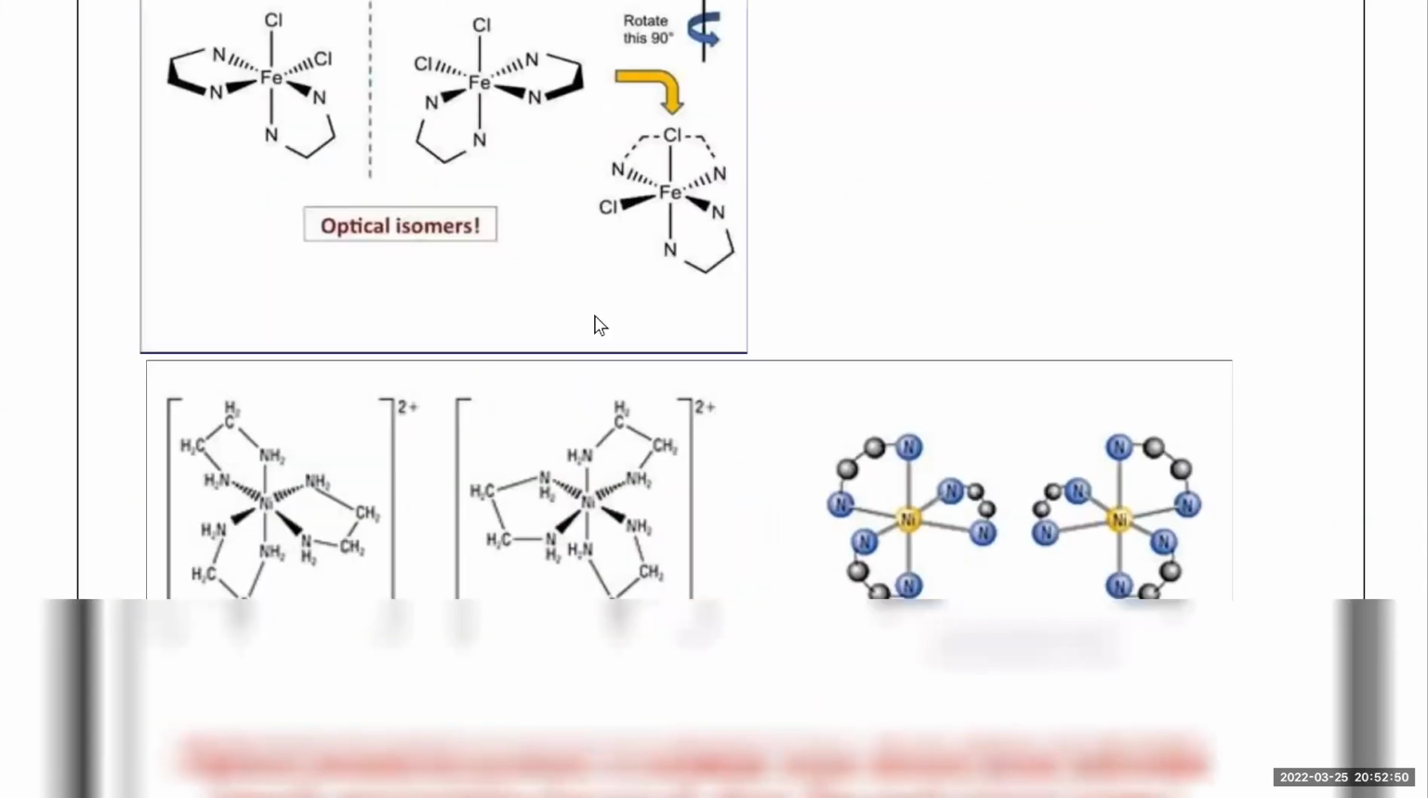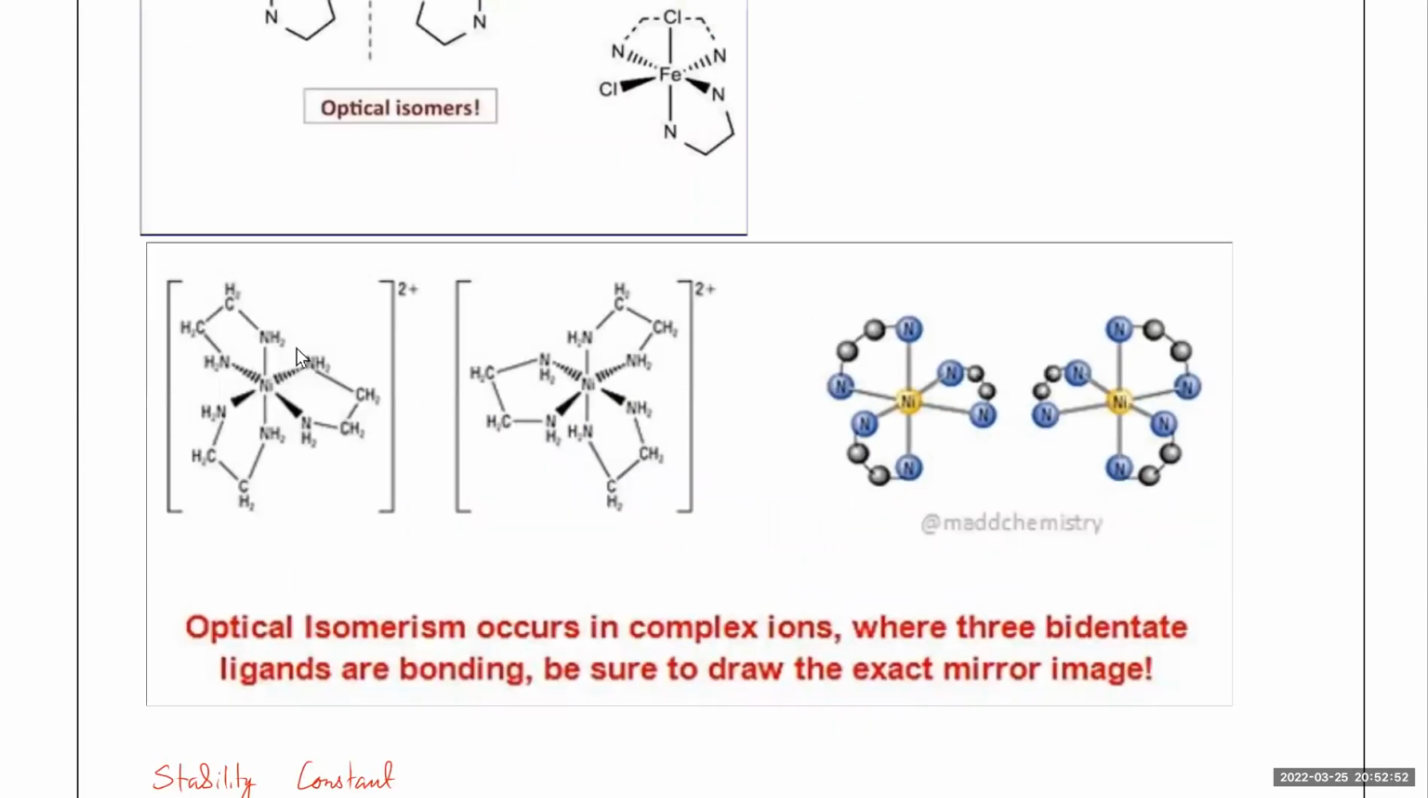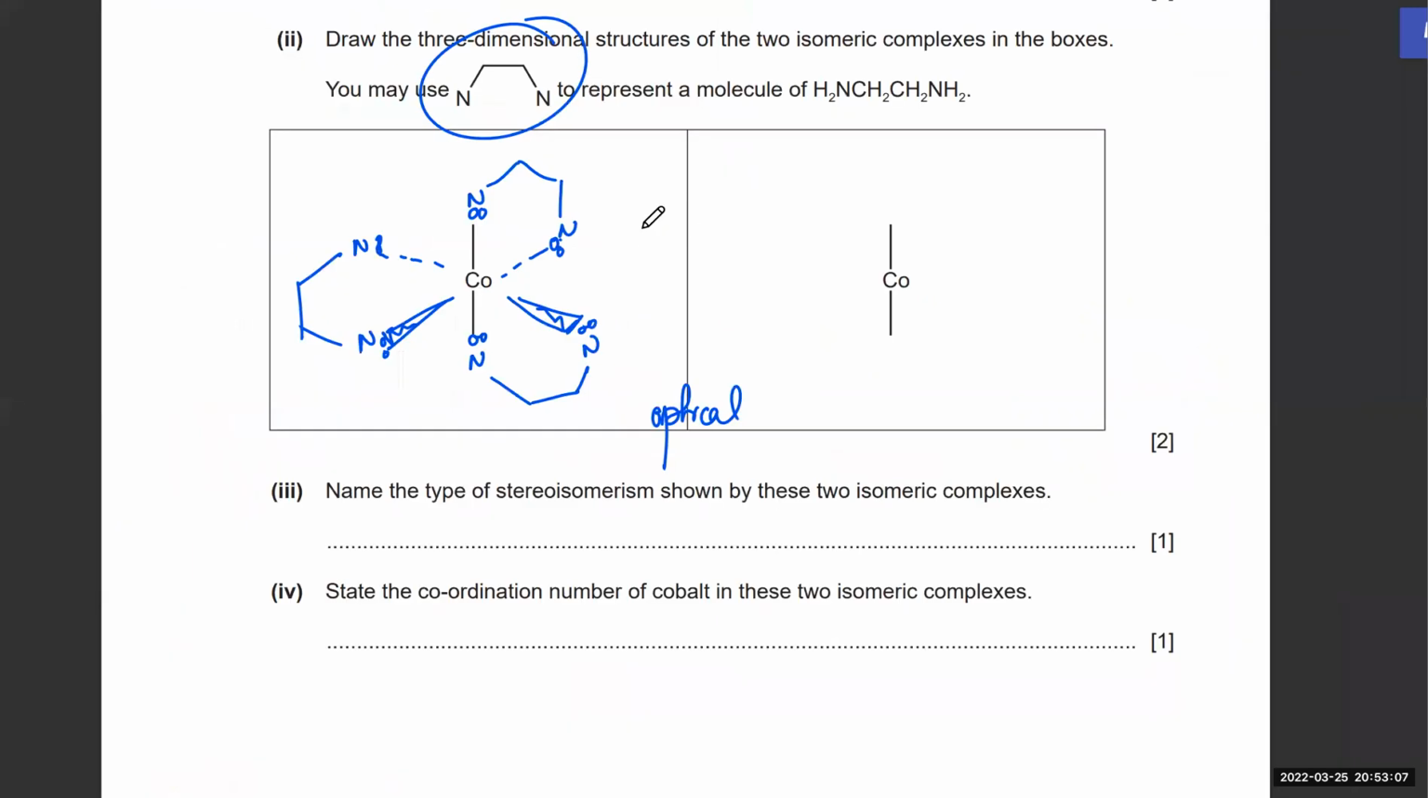Optical isomerism happens in bidentate ligands. So this is the same molecule, and there's going to be a mirrored version. Just draw the mirrored version. That's it, so it's going to form optical isomers. All you have to do is draw the mirrored version of this, and then name the type of isomerism shown. That's optical.